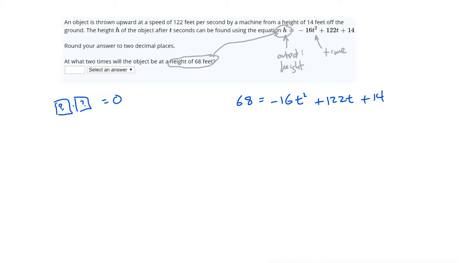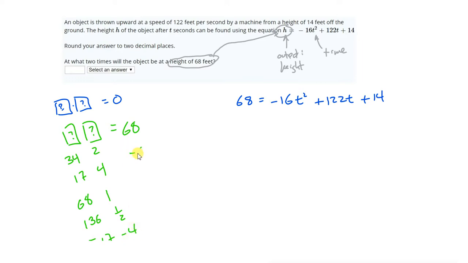But what if I tell you I've got two mystery quantities that multiply to 68? What are they? Well, it could be a 34 and a 2. It could be a 17 and a 4. It could be a 68 and a 1. It could be a 136 and a 1/2. It could be a negative 17 and a negative 4, a negative 68 times a negative 1, a negative 136 times a negative 1/2, or a negative 34 times a negative 2. How many ways could two mystery quantities multiply and give you a 68? I could go on forever.